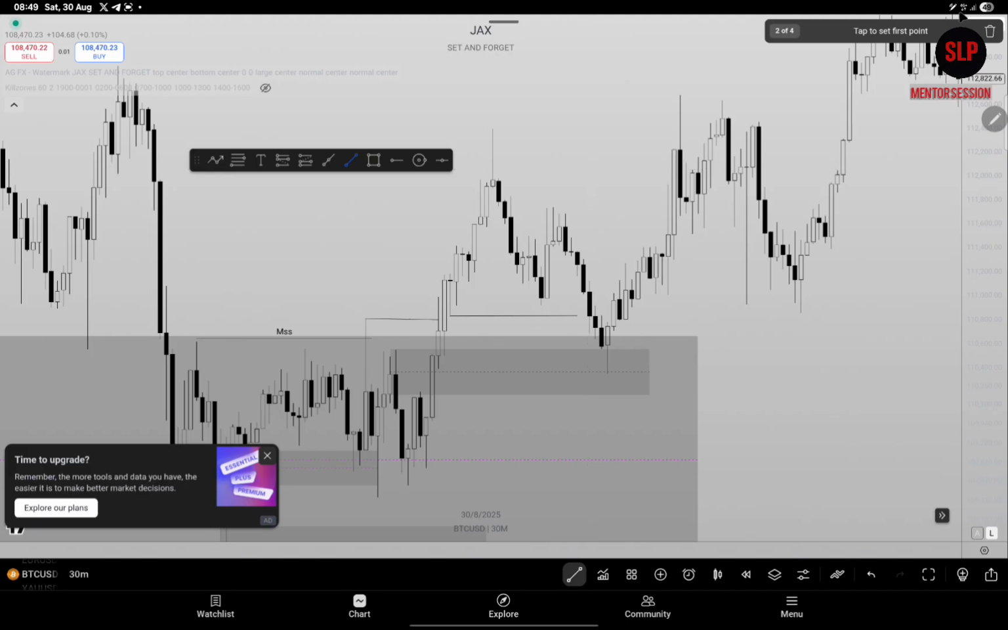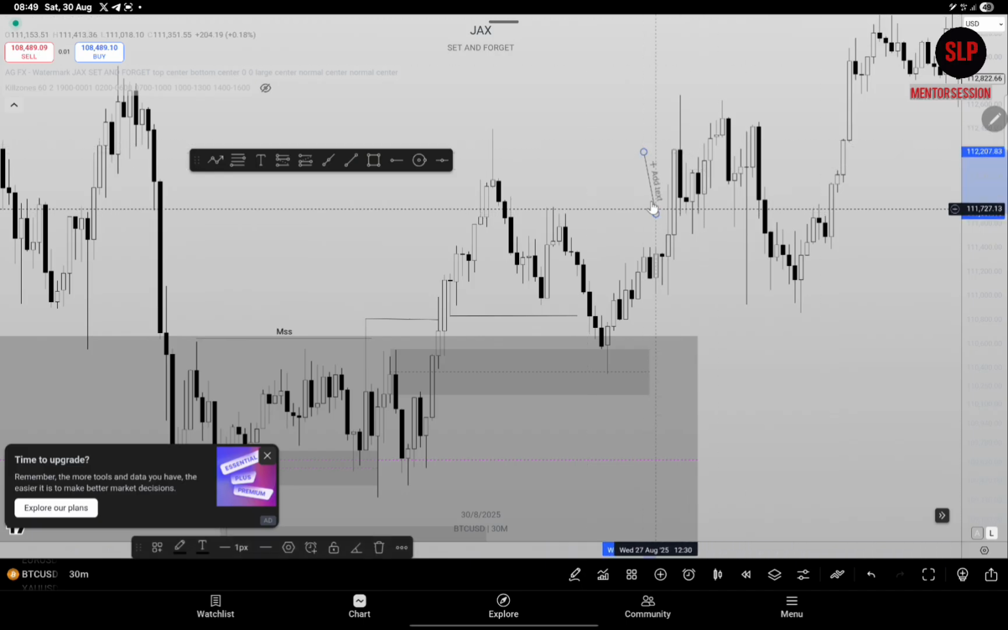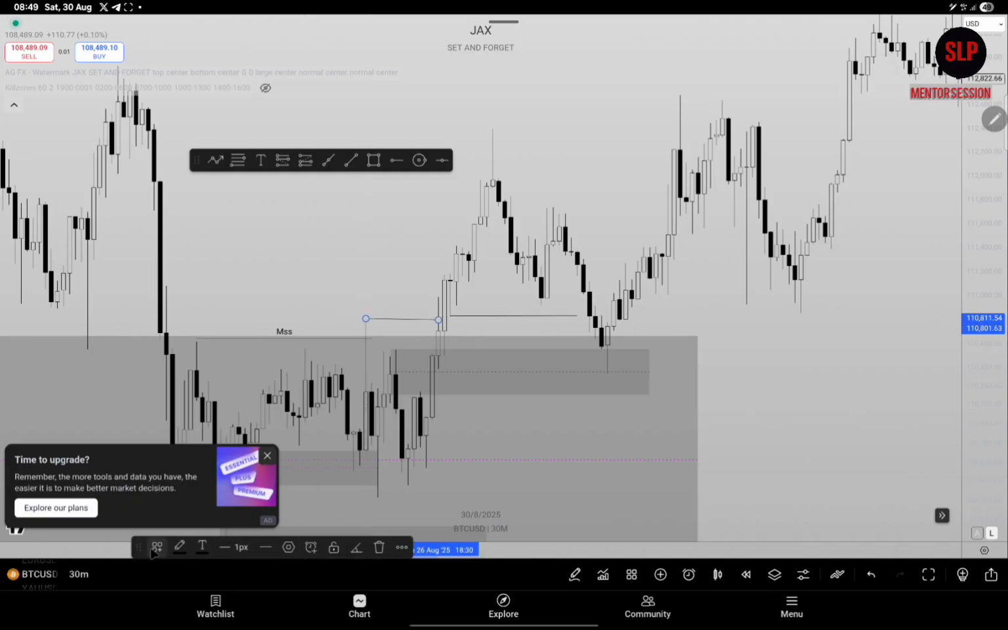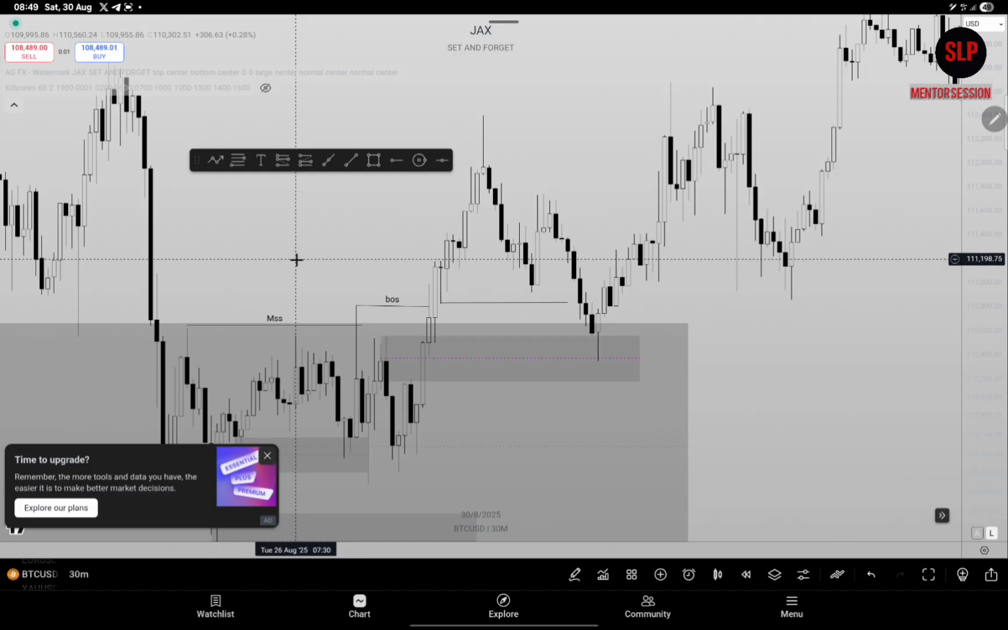What's this? Break of structure. So yes, it triggered the break of structure. Our breaker block triggered the break of structure. Look, this is the breaker block. Price broke structure to the upside. So yes, it triggered the break of structure. That's number one. The first requirement has been fulfilled.